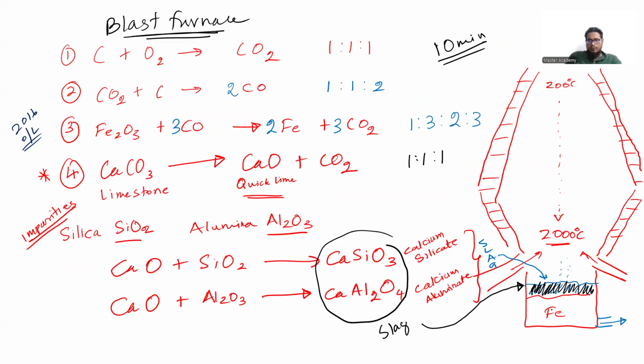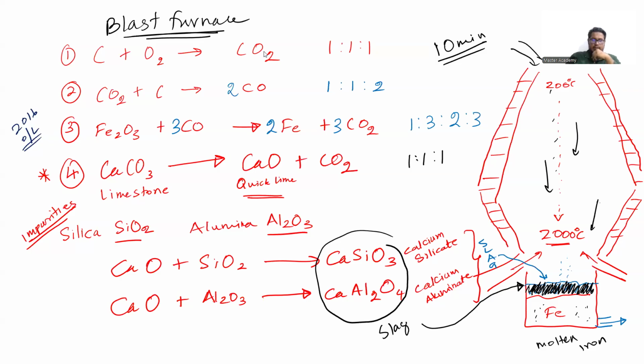Slag will be floating over the molten iron, the pure iron. Because you are putting a lot of things in here, some impurities might fall and go into the Fe. But what does this slag do? It acts as a barrier from impurities falling into molten iron. That is the use of slag. It acts as a barrier to prevent other impurities falling into molten iron.